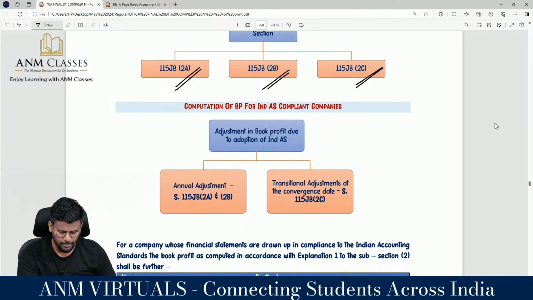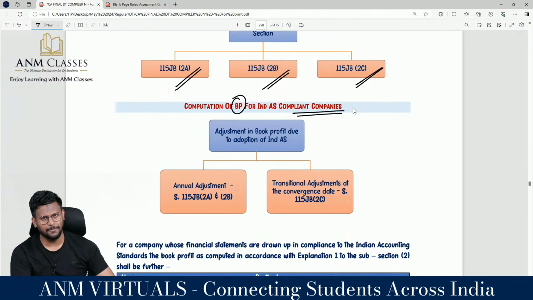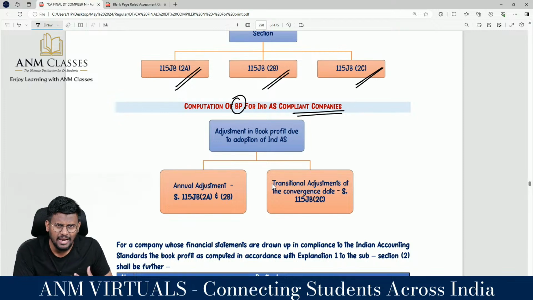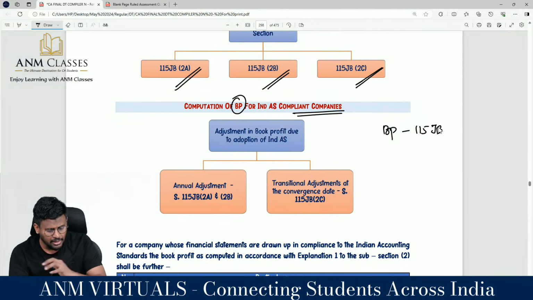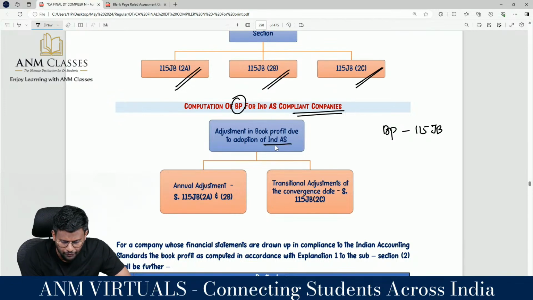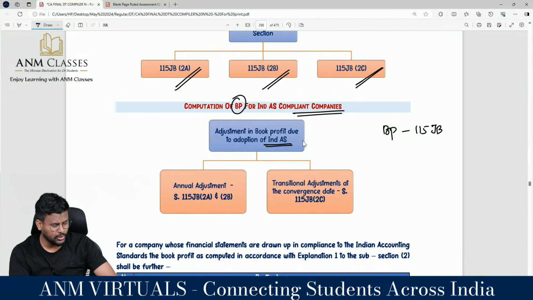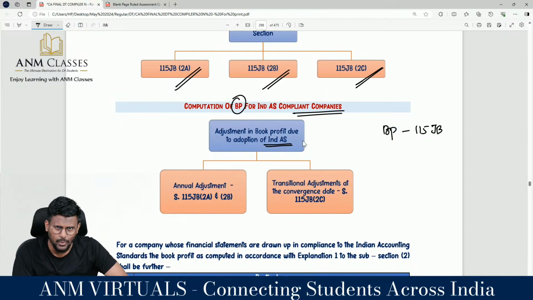In that, my dear lovable students, computation of book profit for Ind AS compliant company. Is your company liable to comply with Ind AS? Then the book profit computation under 115JB will change. Adjustment in the book profit due to adoption of Ind AS. There are two types of adjustments: number one, annual adjustment, and the other is transitional adjustment. One is annual adjustment, that means adjustment to be made year by year.